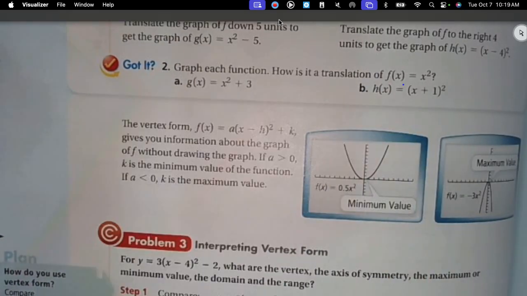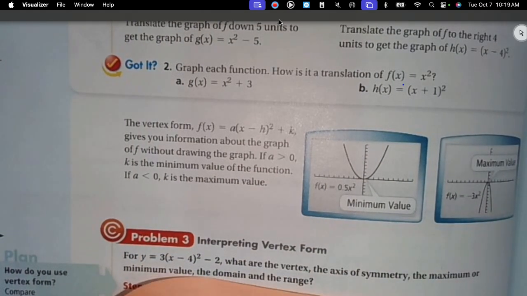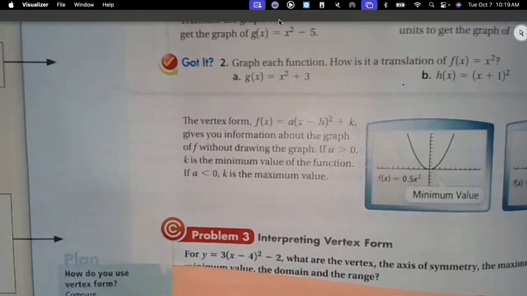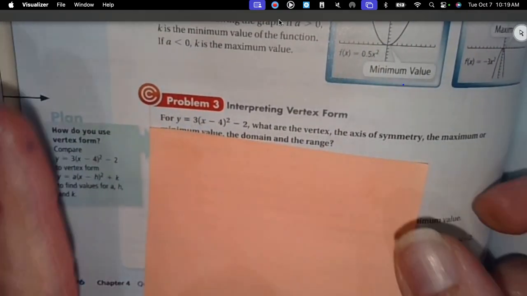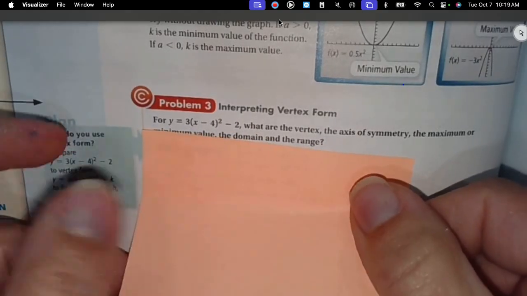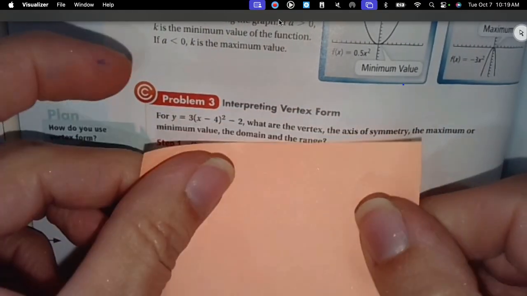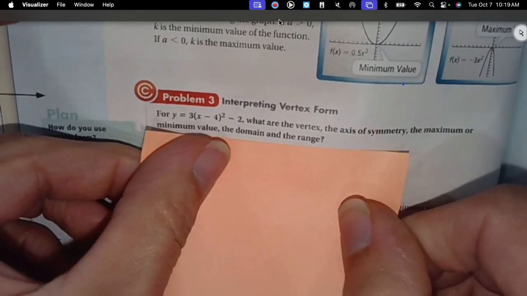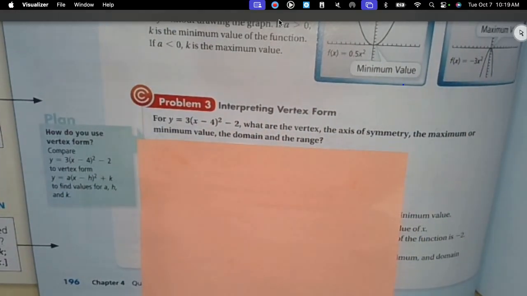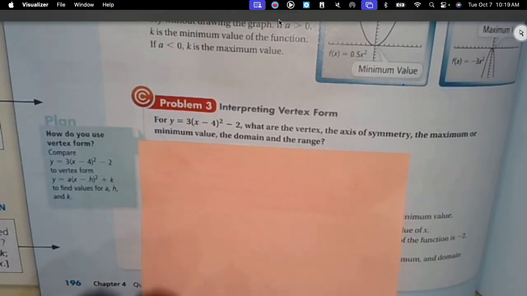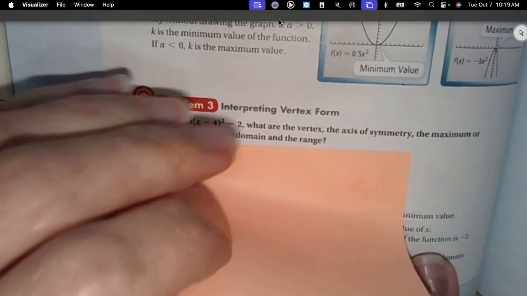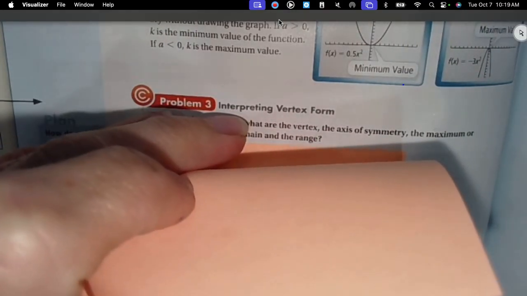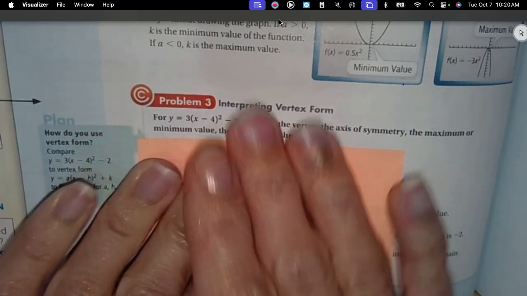Okay. Now, next one. Here we go. These are the problems that I like. What's the vertex, the axis of symmetry, the maximum, the minimum, and the domain and range of this function? That's a lot of stuff, right? I can find all that without the calculator. All of it, literally.